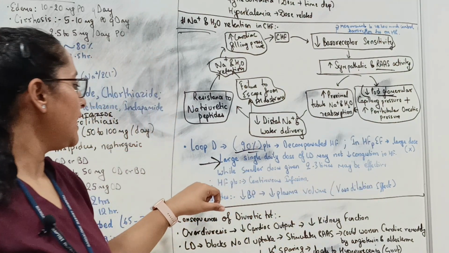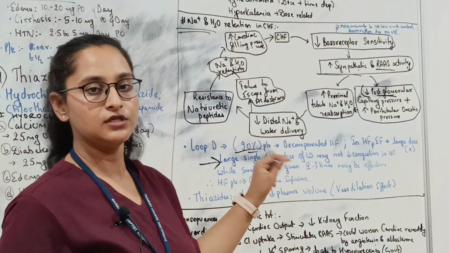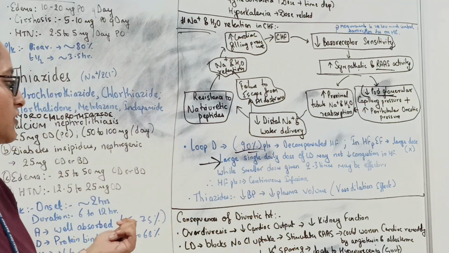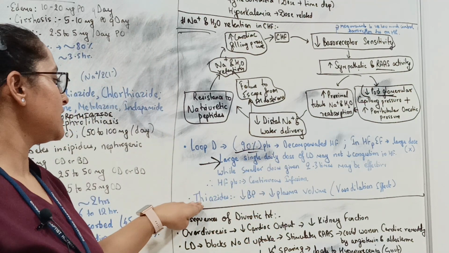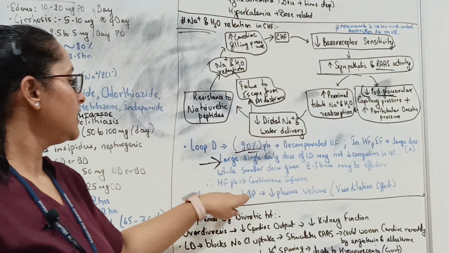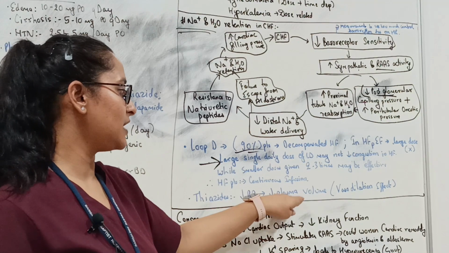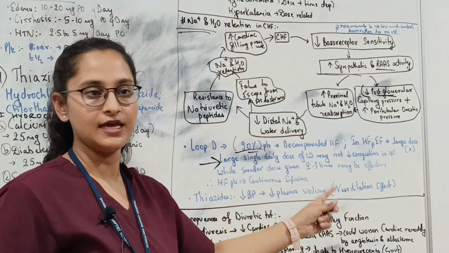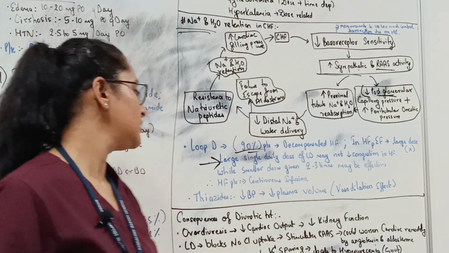In heart failure patients, continuous infusion of furosemide is required. And with thiazide diuretics, the condition in heart failure is that it will decrease the blood pressure, which will decrease the plasma volume, and it has a vasodilation effect. I explained this yesterday, the vasodilation effect.